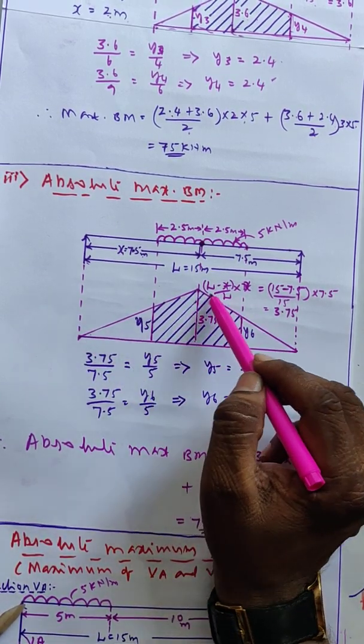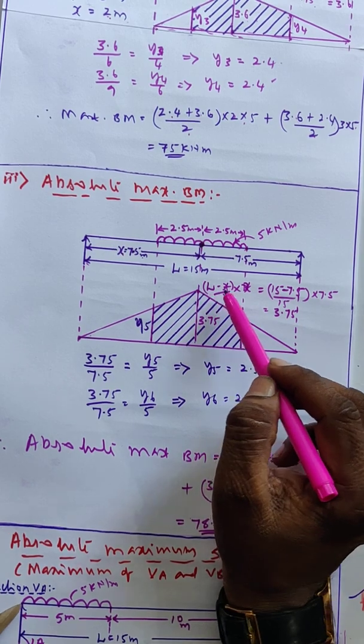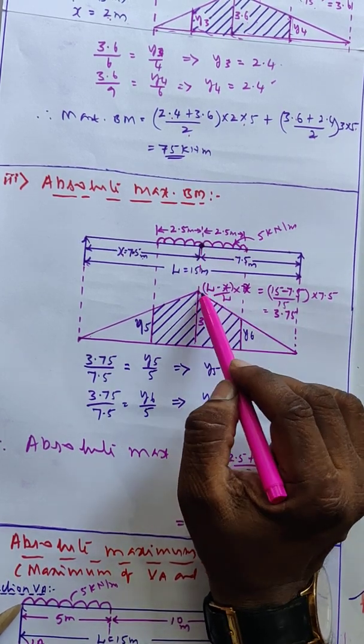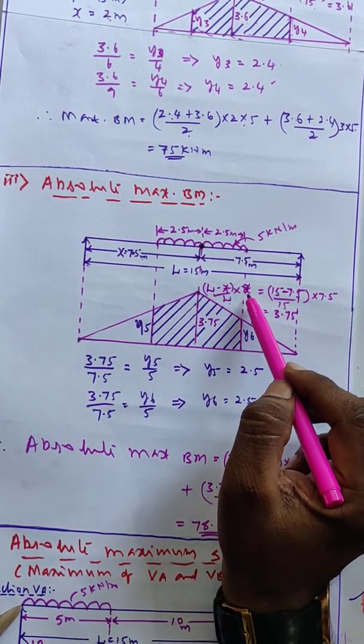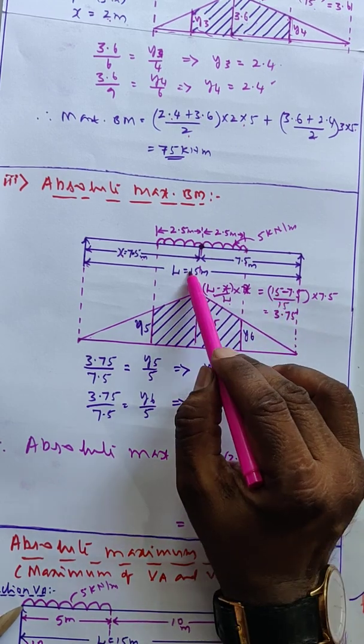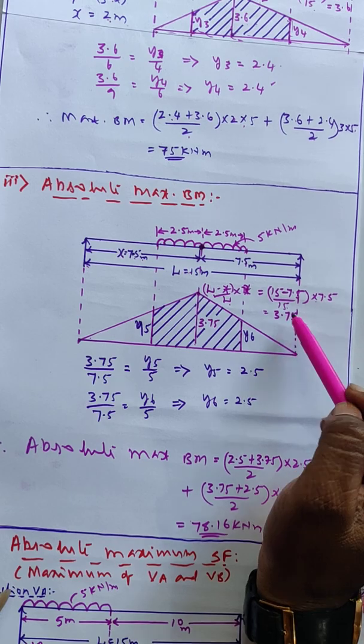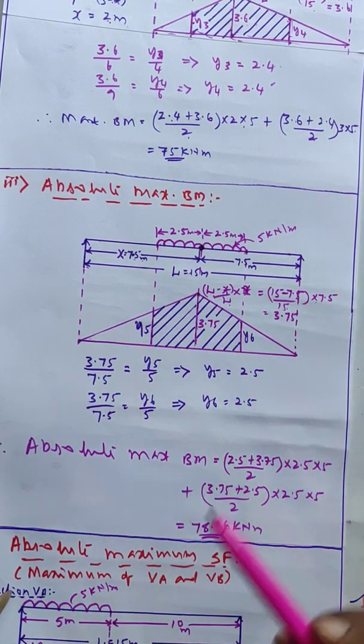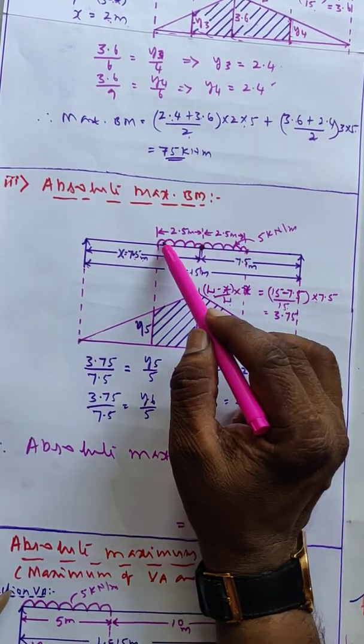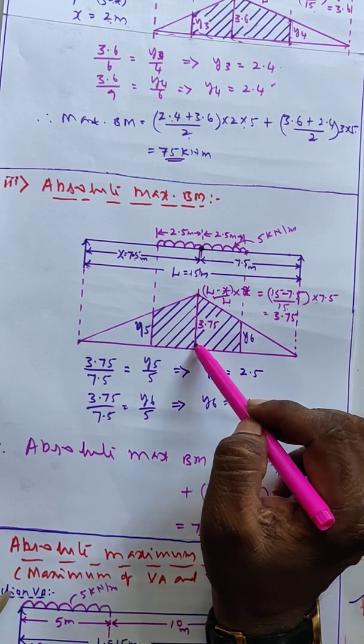Therefore, this is the ILD for bending moment. See, P coordinate below center is (L minus x) by L into x. Here L is 15 meter only. X is 7.5 meter, so 7.5 by 15 into 7.5, 3.75. This coordinate I got 3.75. So, this is the UDL. Therefore, we have to consider this full area.